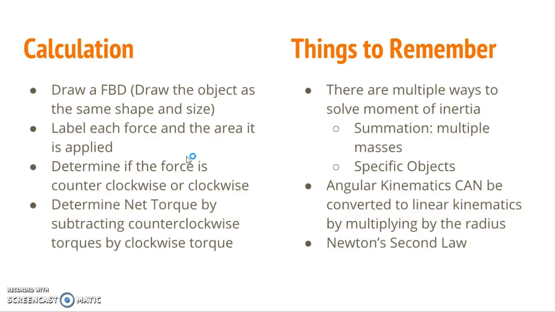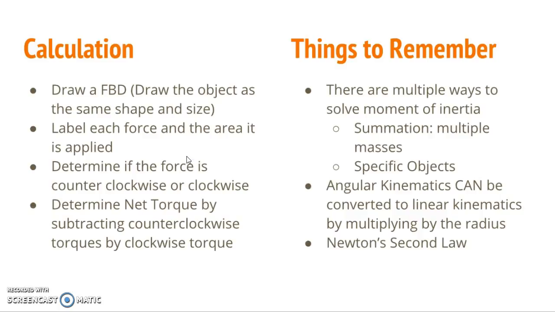Once you label the forces, you're going to determine if it's clockwise or counterclockwise. To help with that, if you take your right hand and you cup your fingers to the way of the acceleration, whichever way your thumb is pointing will be which way the force will go. And to determine net torque, you're going to subtract counterclockwise torques out of the clockwise torques. Easy as that.